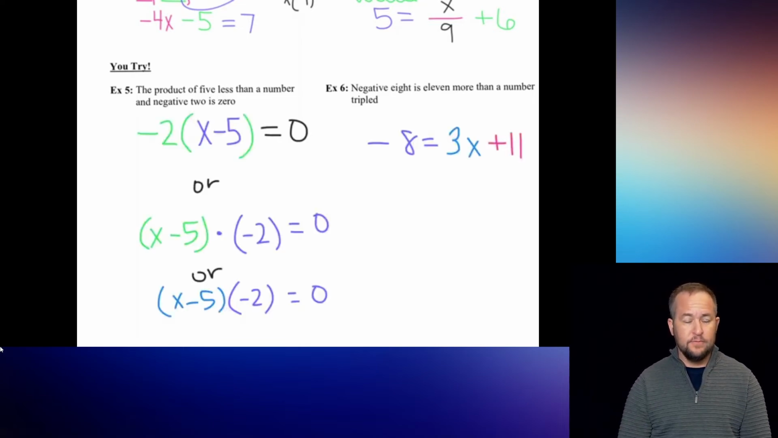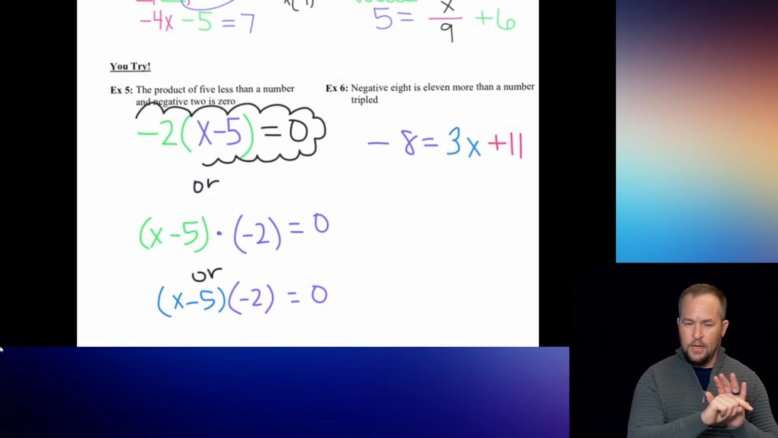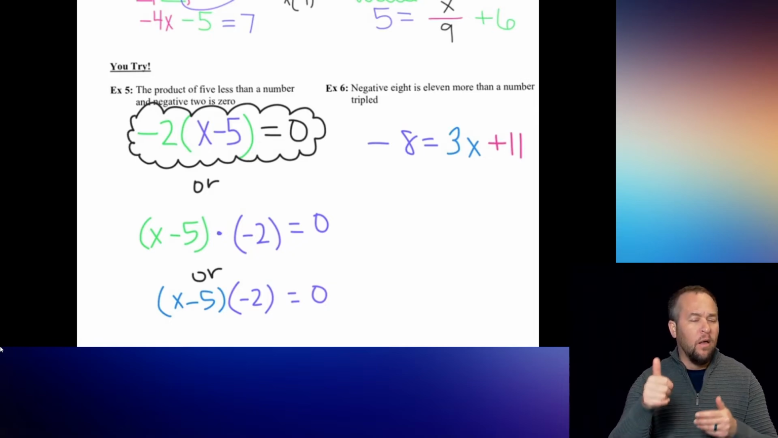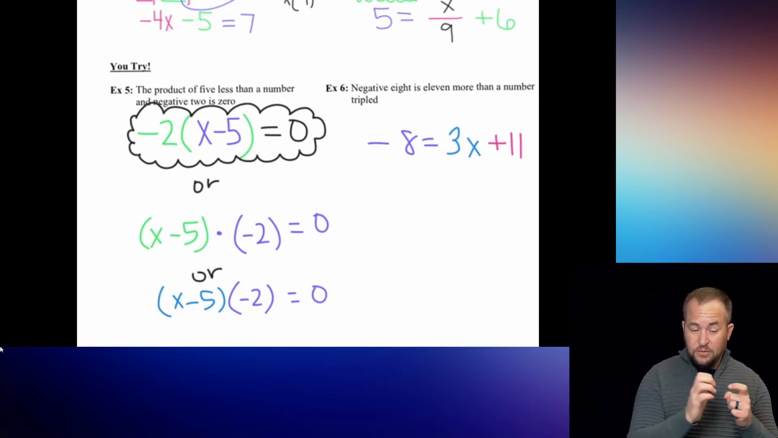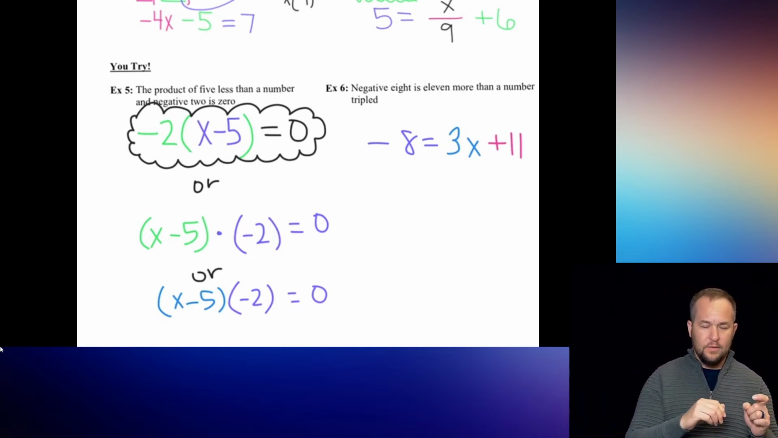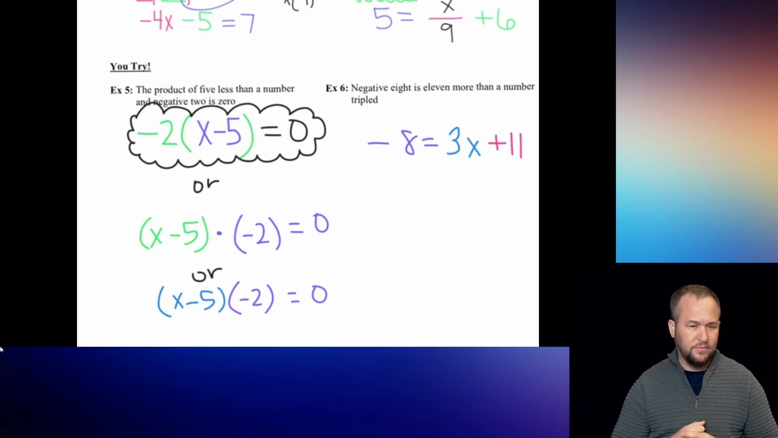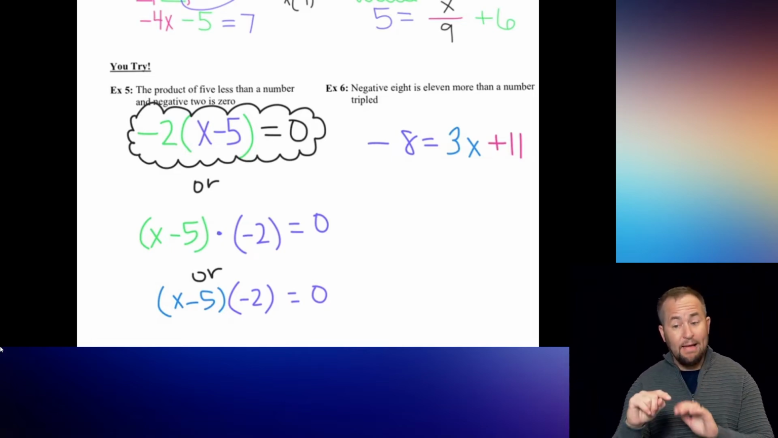Alrighty, so take a look at example 5. I have written, probably this top one is our best bet: negative 2 parentheses x minus 5. But I've also written the other ways that you could write this. So down below you have x minus 5 times the negative 2 equals 0, or x minus 5 parentheses negative 2 equals 0. But because it says the product of 5 less than a number and negative 2, I'm multiplying that entire expression, 5 less than a number, with negative 2 to equal 0.